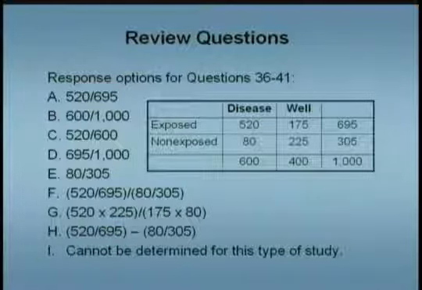And finally, assume the table represents a cohort study. A cohort study. What is the attributable risk? First, can I do an attributable risk from a cohort study? Yes, I can. Relative risk or attributable risk. What's the mathematical operation I'm going to do with an attributable risk? That's easy. Subtraction. And so right there, you have the answer. It must be H. 520 divided by 695, the first incidence rate, minus 80 divided by 305, the second incidence rate. The answer to that one is H.